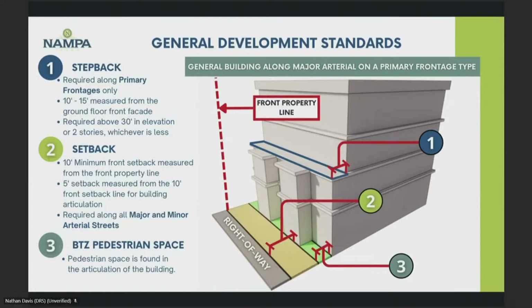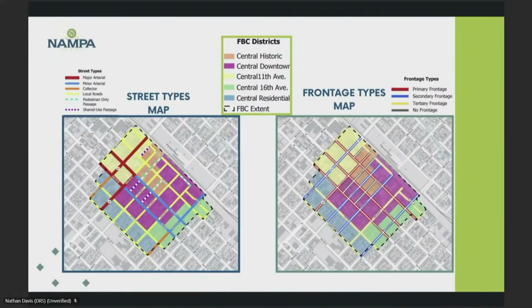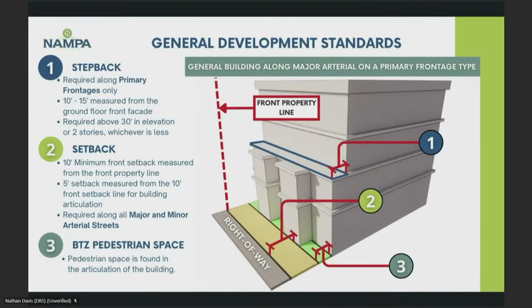We also have setbacks along major and minor arterials. My apologies. The stepbacks are along primary frontages, and so that's regulated by this frontage type map here. And that is the roads that I just mentioned. The major and minor arterials are regulating setbacks, which is the distance from the property line. One of the feedback items that we heard last time is that along busier roads, there's more of a desire to create more pedestrian space so that people feel more protected from the cars that are buzzing by. So we're giving a little bit more distance along those roads. There's a 10-foot minimum along major and minor arterials.